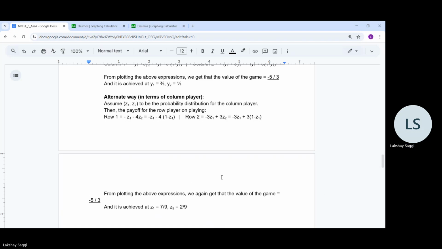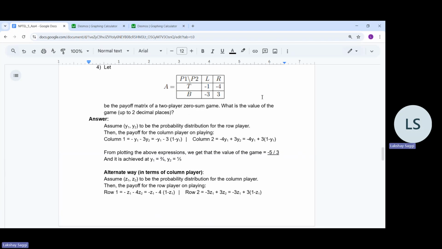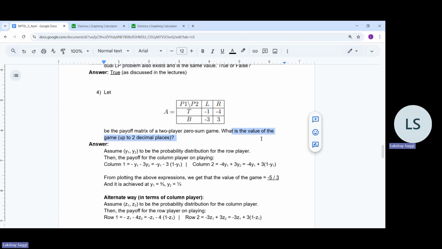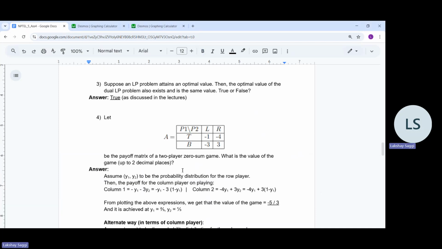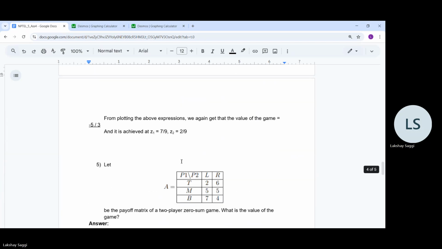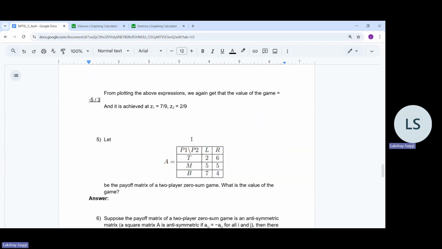Yeah. So since the question just asked us to find the value of the game up to two decimal places, we really just need to find this -5/3. You did not need this alternate way, but I just did this so that we are a bit clearer on how to do it. Okay, so now that we are done with this fourth question, let's move on to the fifth question.